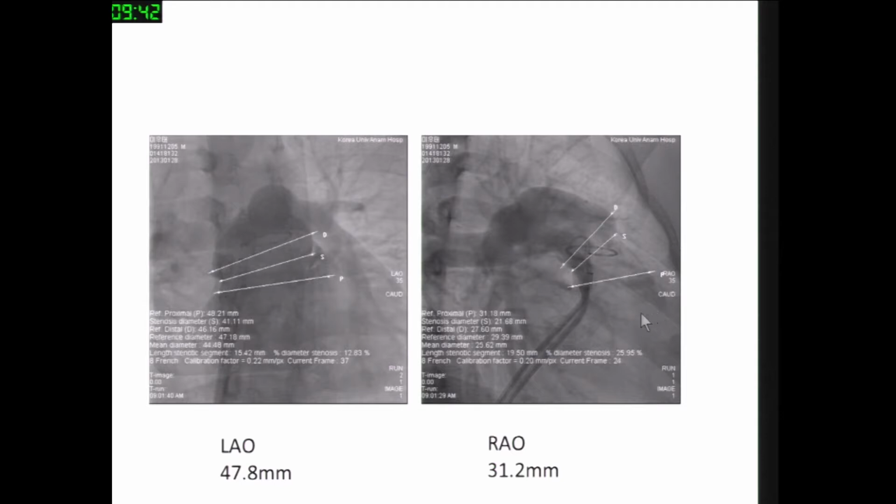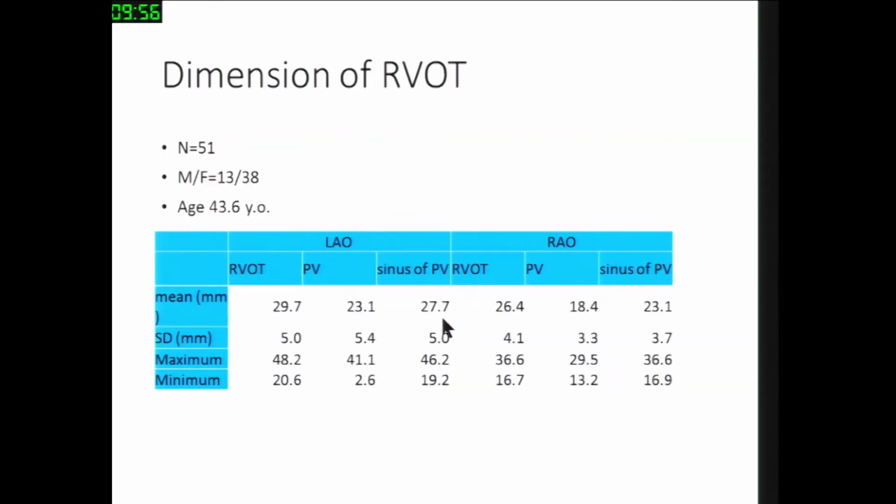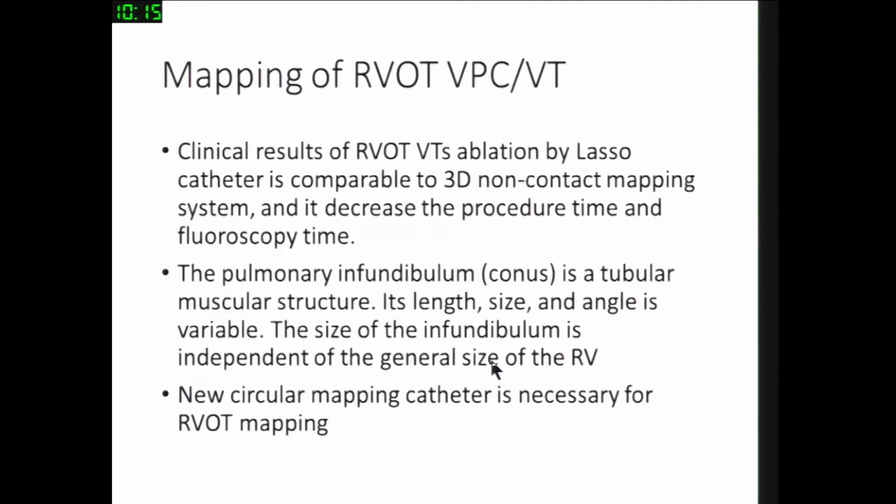But another patient shows a more dilated RVOT area. This patient shows markedly dilated RVOT dimension, which measures 47 millimeter, and by the other view, 31 millimeter. So when we measure the RVOT dimension at the AP view and the RAO view, its mean value was about 30 millimeter, and 26 millimeter by RAO, and its maximum and minimum values were variable.